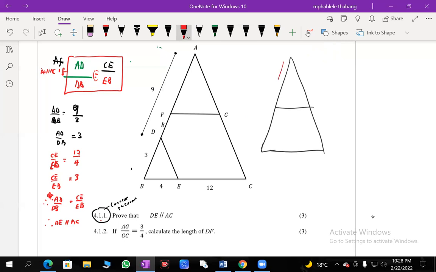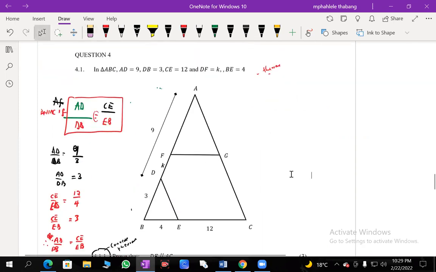If these sides are in proportion, it means we have parallel lines. We have parallel lines. Good. That is the converse. If lines are parallel, the sides are in proportion. Good, you got it. And then we can come back to this statement then.